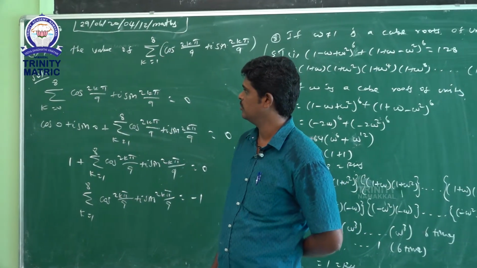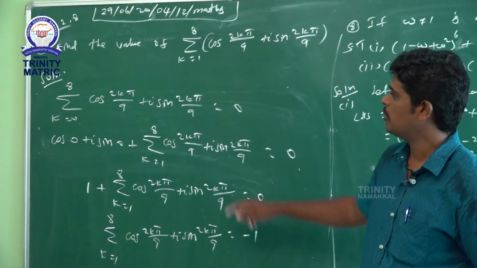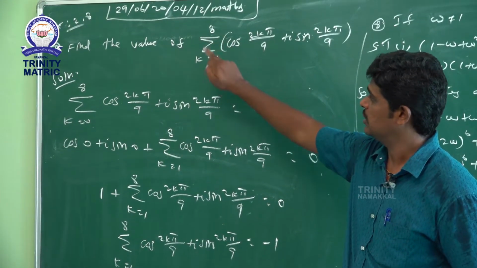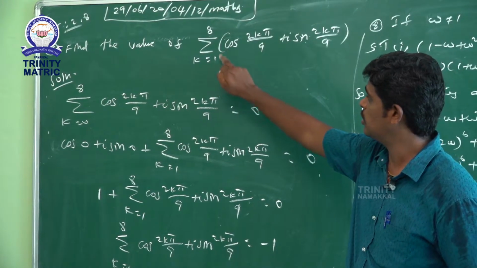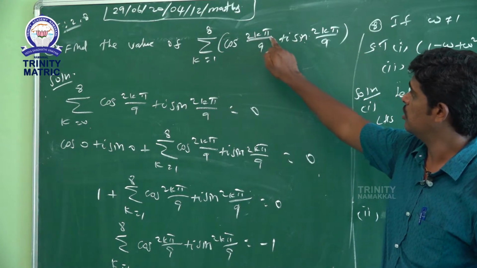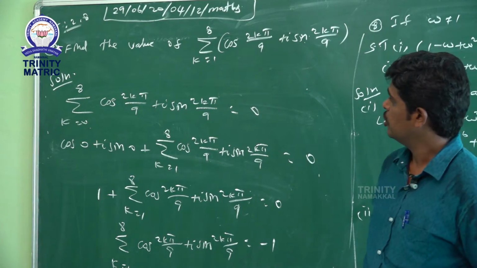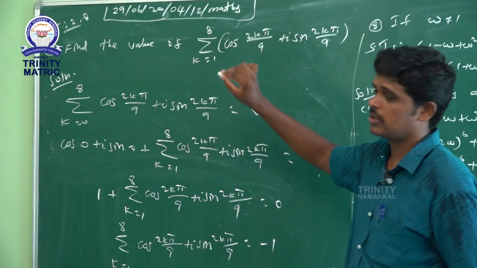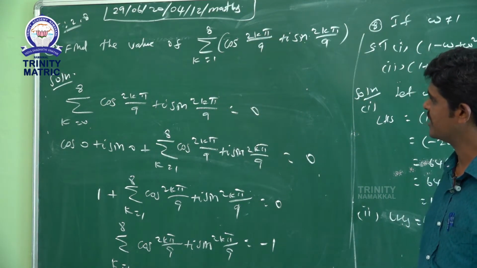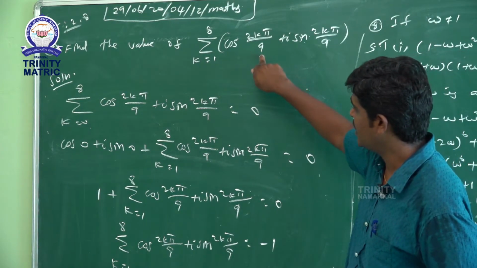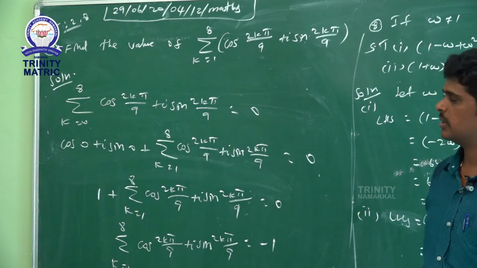See the 7th question. Find the value of sigma k equal to 1 to 8. It's not 0 to 8. Here k equal to 1 to 8, cos 2k pi by 9 plus i sin 2k pi by 9. Here, for cube root it is divided by 3; here it is divided by 9. We say the sum of the three roots is equal to 0. In the same way here also, since it is divided by 9, the sum of 9 roots is equal to 0.